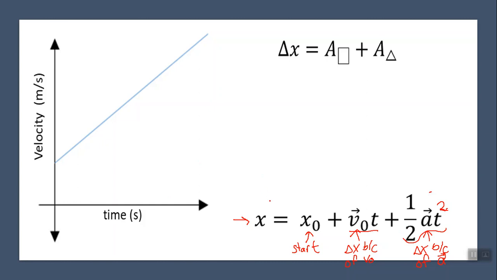Now, this last term here, the 1/2 AT squared, it might not be obvious where this comes from, so I'm going to go through the derivation of this now.